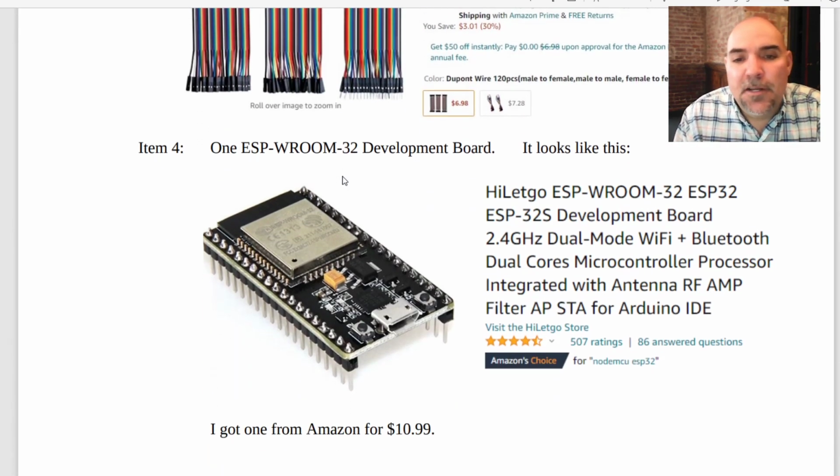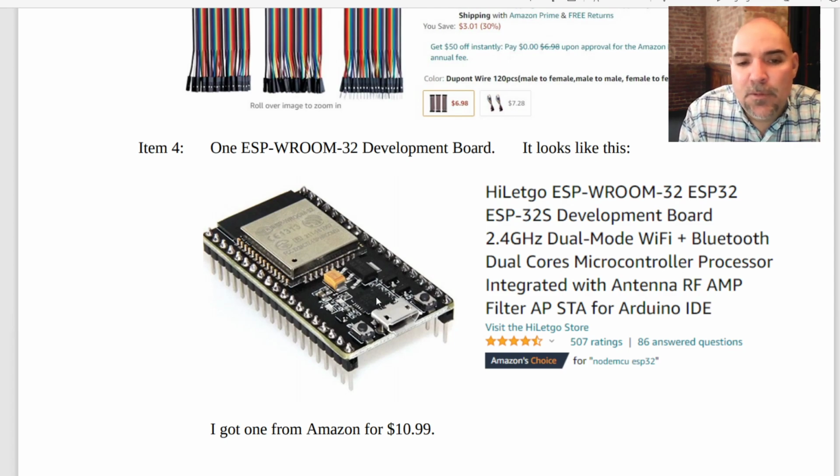The last thing that you're going to need to get is this ESP WROOM32 development board. This is also Arduino compatible. You can program this with the Arduino environment. And for $11, you get a really high power processor / wireless module all built into this.